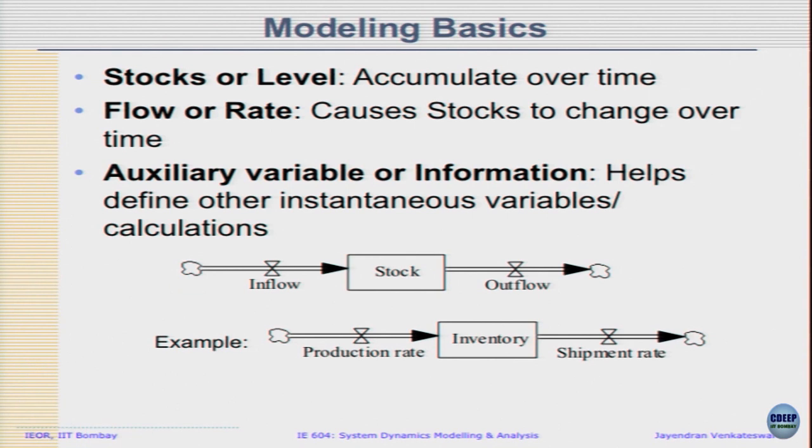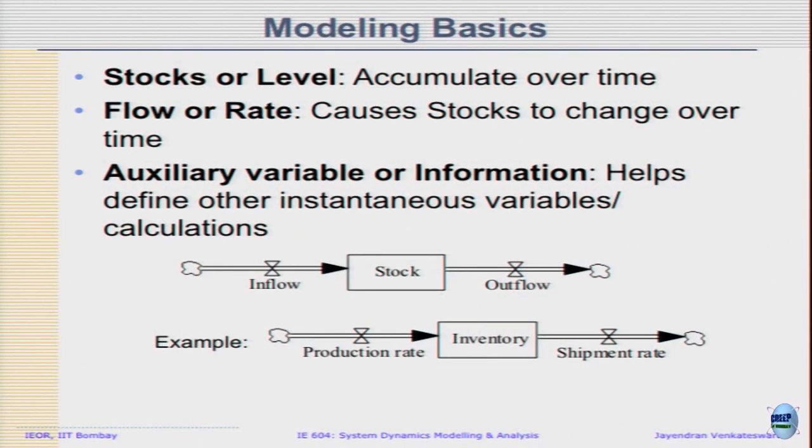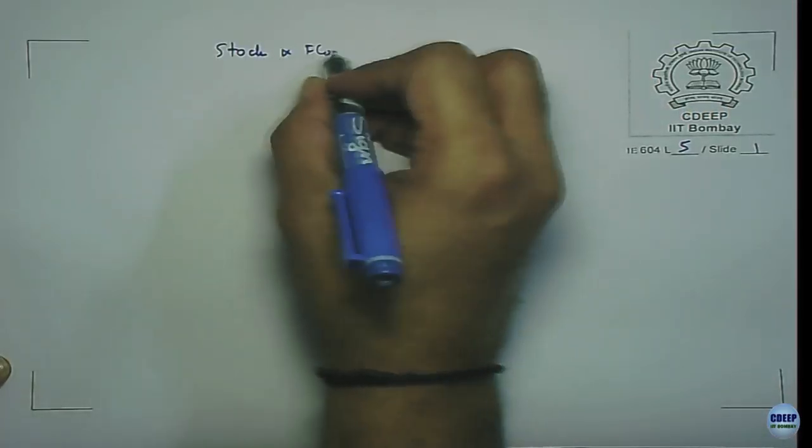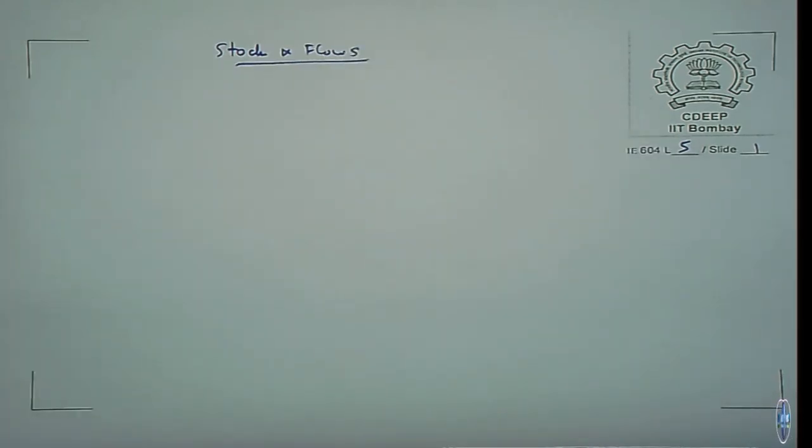An example could be something as simple as, if you are modeling inventory, then production rate affects inventory and shipment rate affects inventory. How it affects is intuitive, right? As the production rate is more, the inventory is going to increase. As shipment rate is more, then inventory is going to fall. So, we can represent it simply as these rectangles for stocks and these thick arrows with the valve to represent the rates. And these are the only three constructs you need to model however complex a system you want.